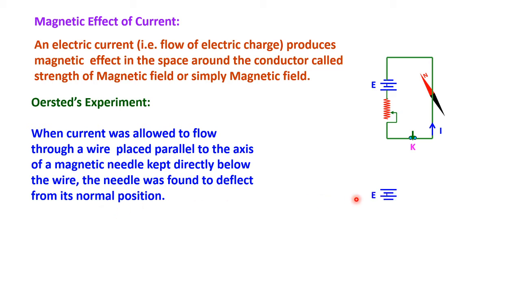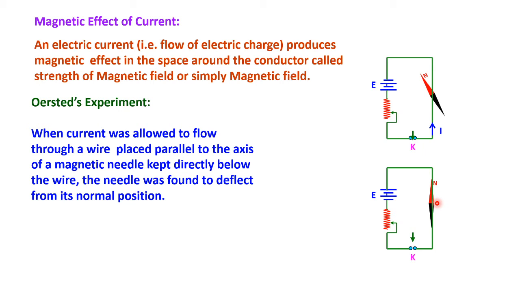Now I have one more kind of circuit. Here only the battery is reversed. So compared to the previous experiment, the battery is reversed. Okay, now again the same kind of circuit, and the key is open and there is no current in it. And consider the magnetic needle. Only if it interacts with another magnetic field will it deflect.